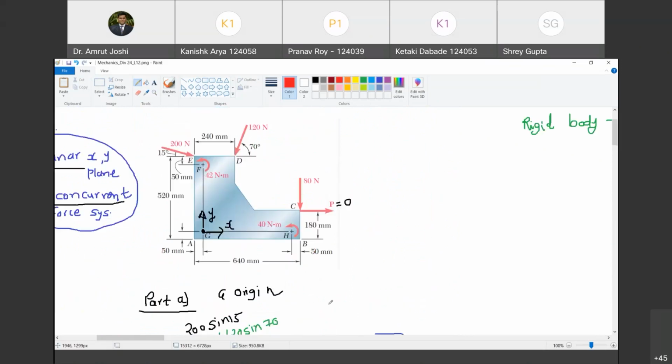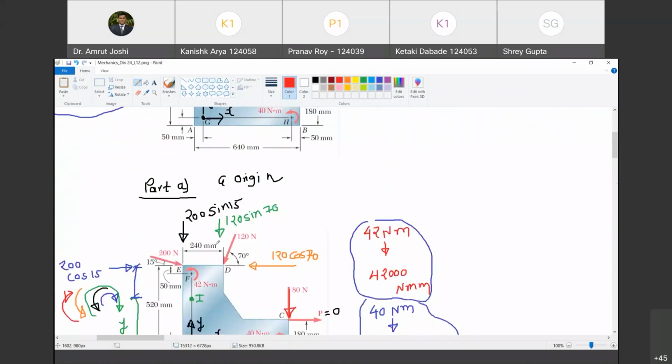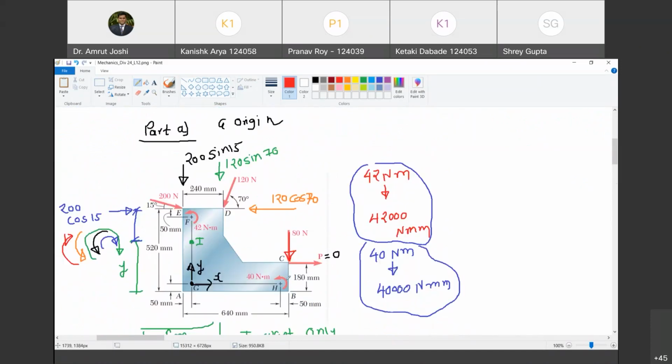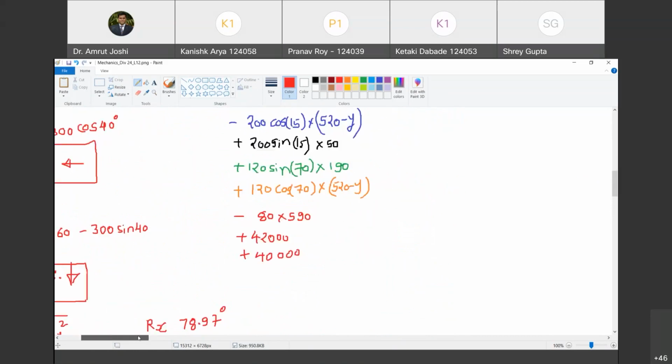Okay. Now, P is not present. P is given as 0 in the problem. Are you with me? Yes, sir. And this 42 Newton meter and 40 Newton meter, these moments can be transferred as they are to I. So I need to add them. Do you agree with me? Yes, sir. Whether these moments are anti-clockwise or clockwise? Anti-clockwise. So both the moments are going to be positive. So I will write plus 42,000 plus 40,000. Moments can be transposed anywhere in their plane. That's what we know. Happy? Yes, sir.